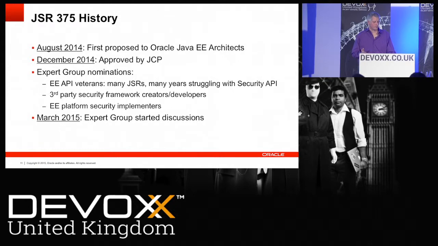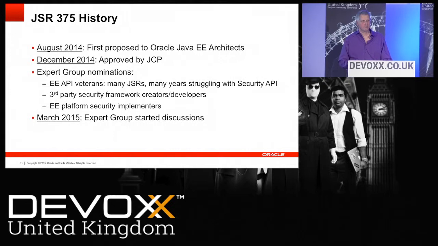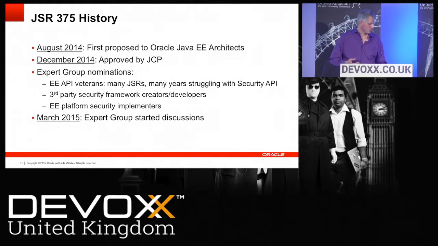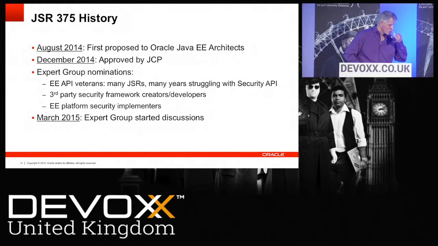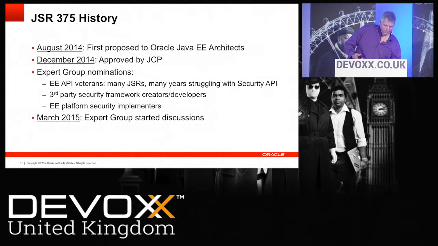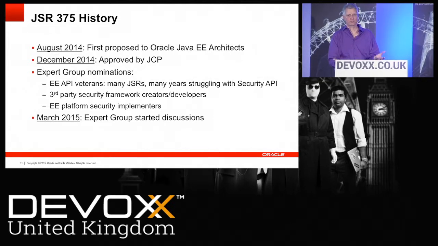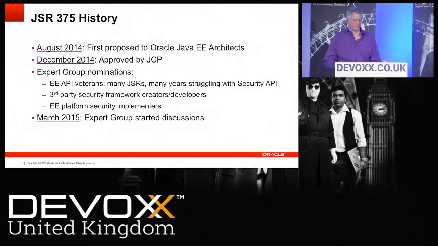The second category of experts we wanted were third-party security framework developers, people like those who built Shiro, people who built Spring Security, people who built PicketLink. We want to have as many of these third-party providers on the expert group as possible because they've already solved the problems that we're trying to solve, and their input would be really invaluable.